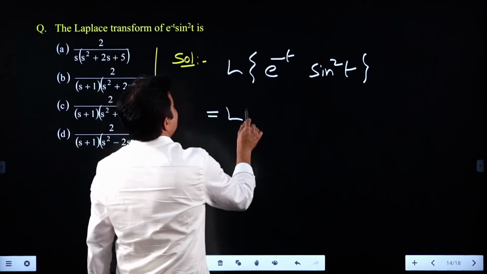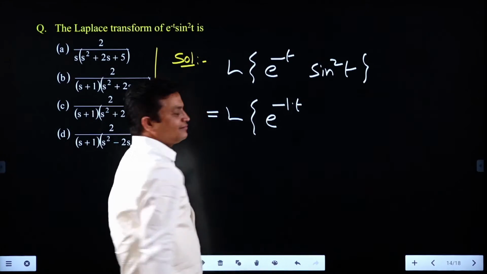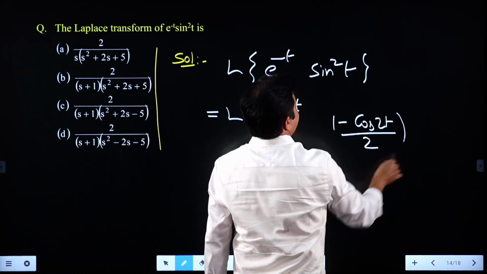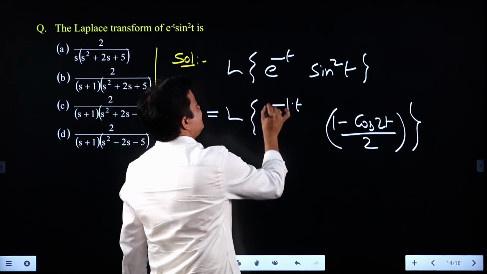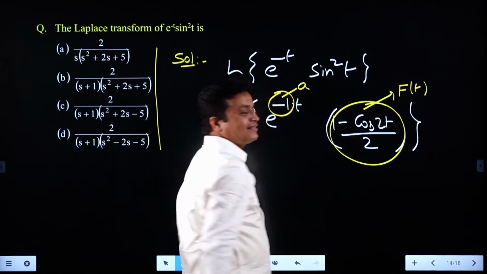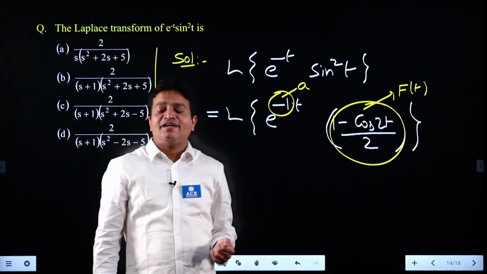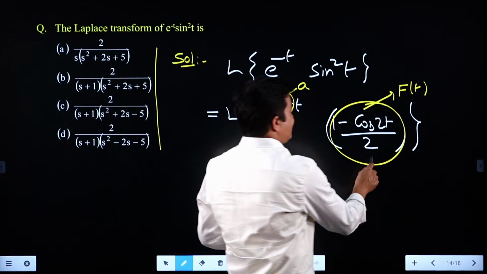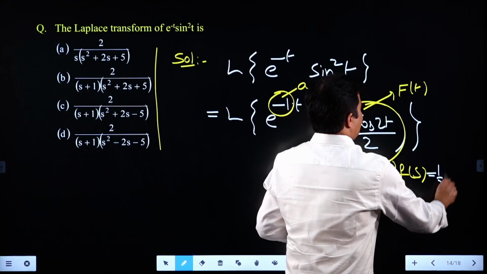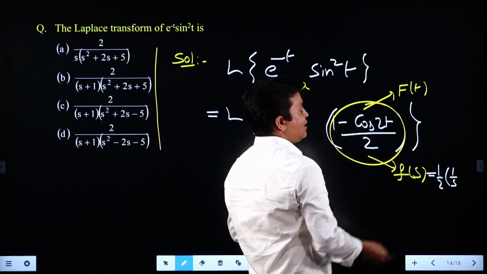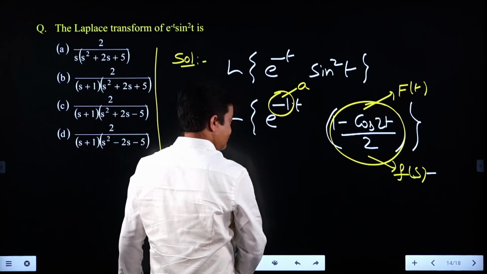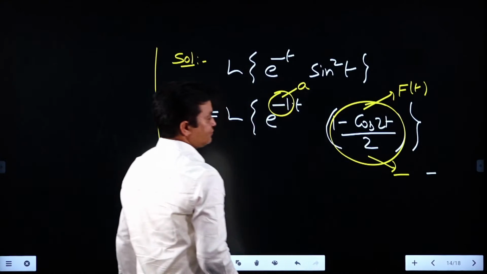Here a property is applicable. L of e power a t, with a equal to minus 1, into sin square t, which we do not know. We write it as 1 minus cos 2t by 2. It is in the form e power a t into f of t. This is f of t. Then the first shifting theorem: L of e power a t into f of t means F of s minus a. F of s minus a means first F of s is the Laplace transform of f of t. For this Laplace transform, 1 by 2 constant, for 1 by s. For cos 2t, I write here, okay.